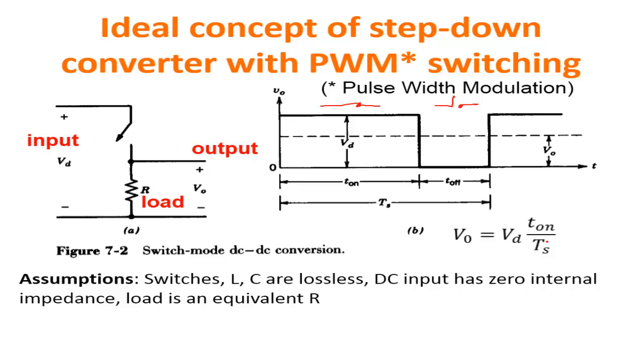Now, of course, very often on the load you do not want to have a rectangular wave. You prefer to have only the average, but in order to do that you can of course filter. You can use, let's say, a low pass filter in order to obtain only the DC value of this rectangular wave.